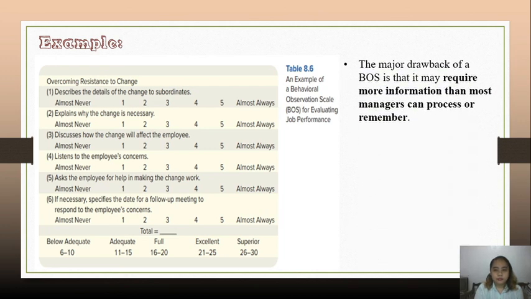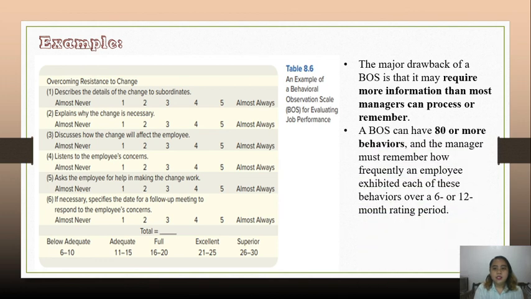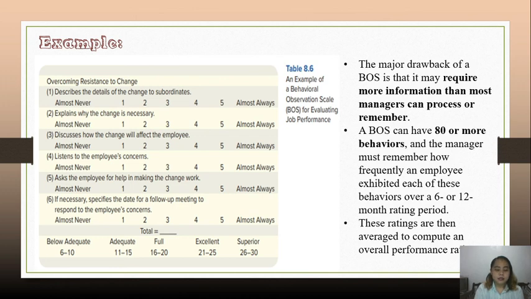BOS requires more information than most managers can process or remember. BOS uses 80 or more behaviors, and the manager must remember how frequently the employee exhibits each of these behaviors. And these ratings are then averaged to compute the overall performance rating.